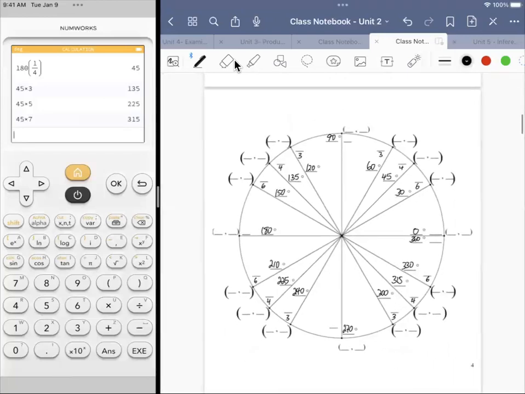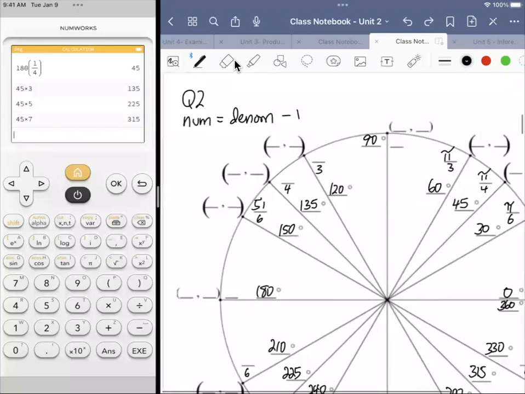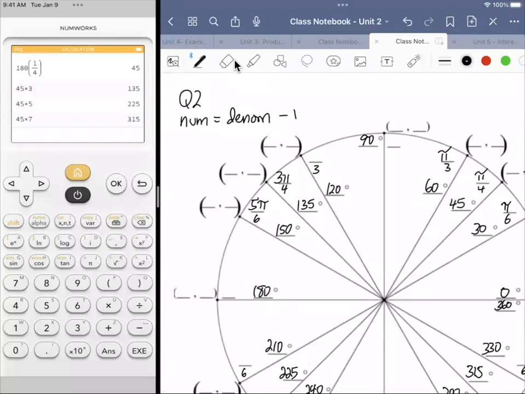Well, in quadrant one, the numerator is always equal to pi. So pi, pi, pi. In the second quadrant, the numerator is always one less than the denominator. So whatever my denominator is, subtract one from it, slap a pi on it, and you have the numerator. So 5 pi, 3 pi, 2 pi.